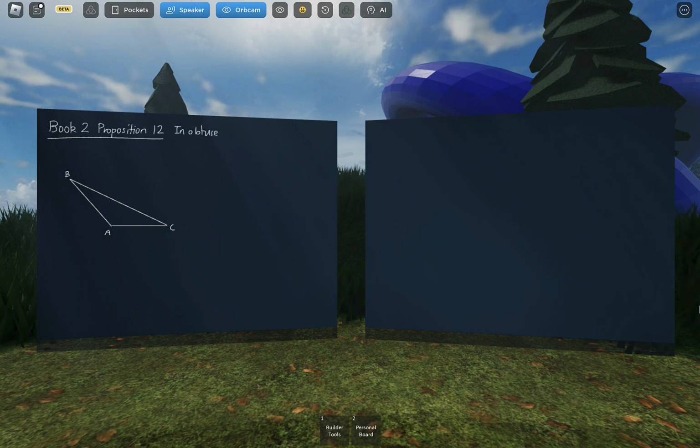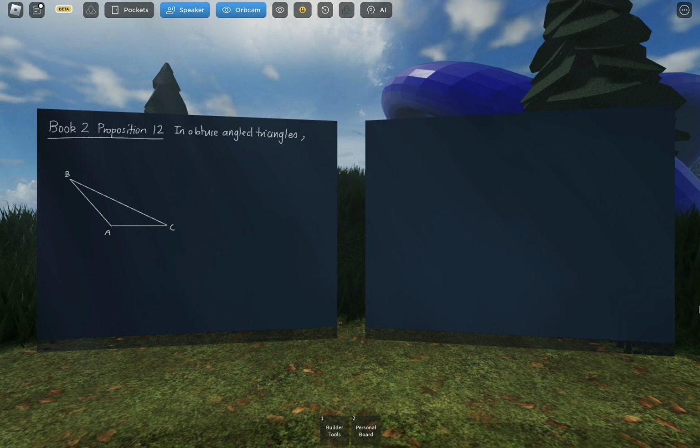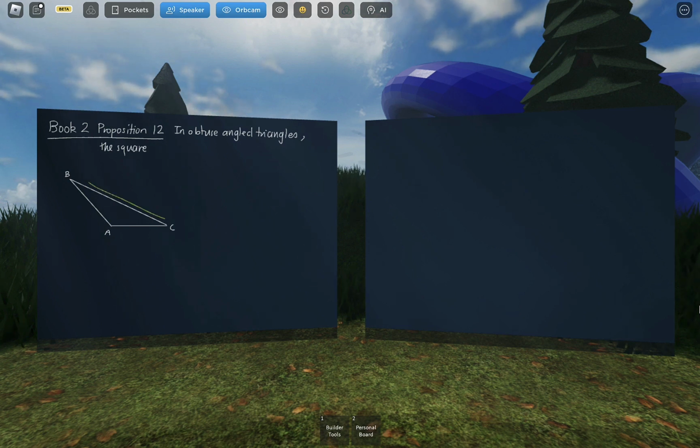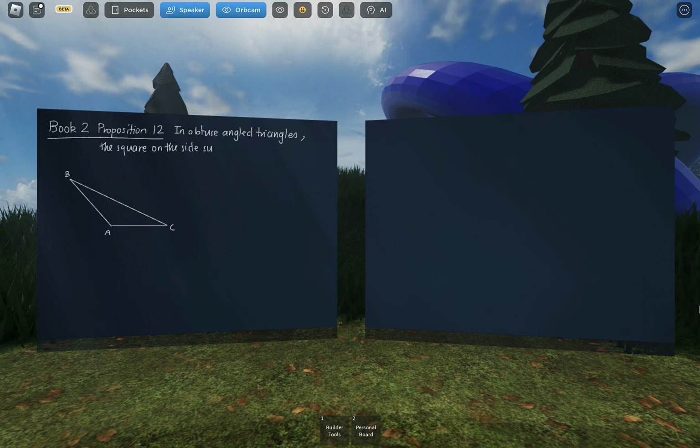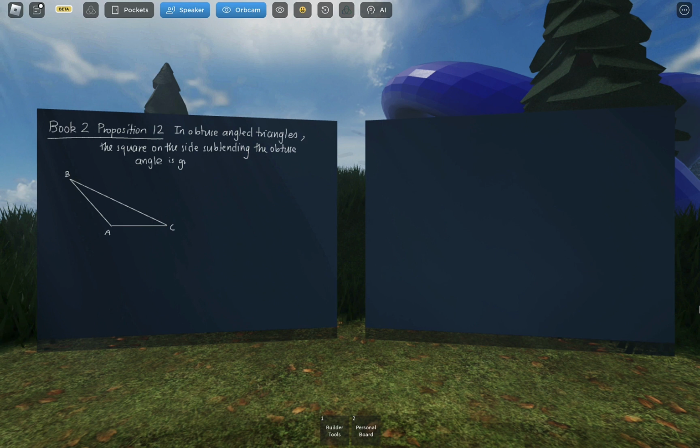In obtuse angled triangles, such as ABC here, the square on the side subtending the obtuse angle, so remember subtending means sort of opposite, is greater than the squares on the other two sides, by an amount that's kind of very awkward to say in English.